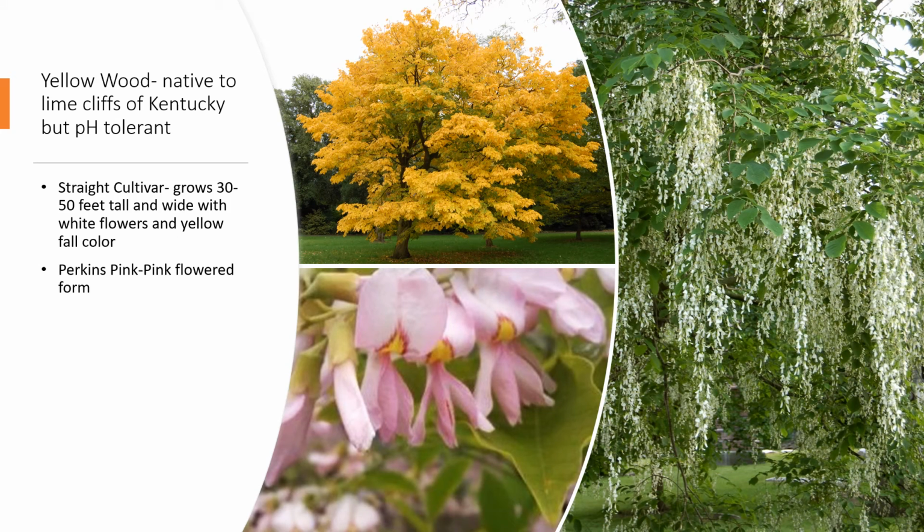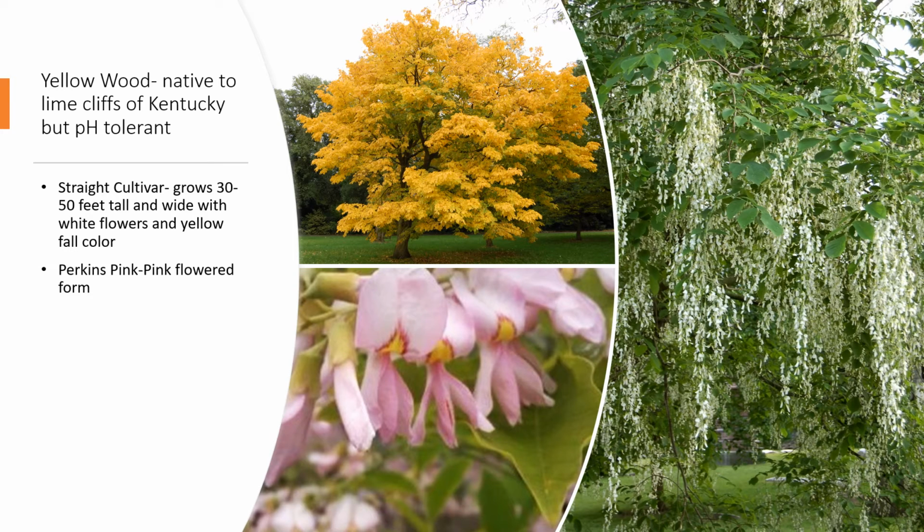This is a plant that's native to Kentucky that you're probably not familiar with. This is a yellowwood. It likes a limey soil, which is just fine for our area. It's pH tolerant as well. The straight cultivar grows about 30 to 50 feet tall and wide with white flowers and a yellow fall color. And you can see the fall color there in the top picture. And then on the right there, that is it in full bloom.